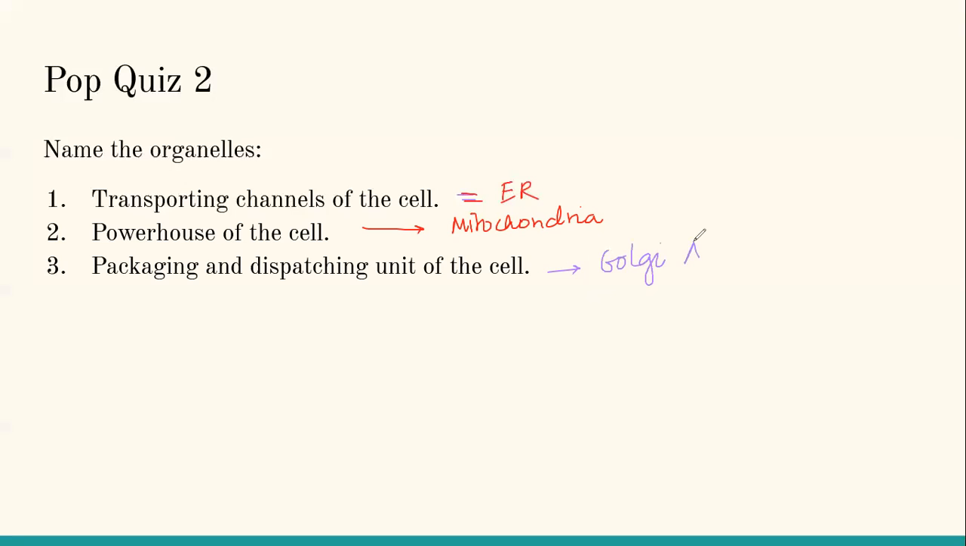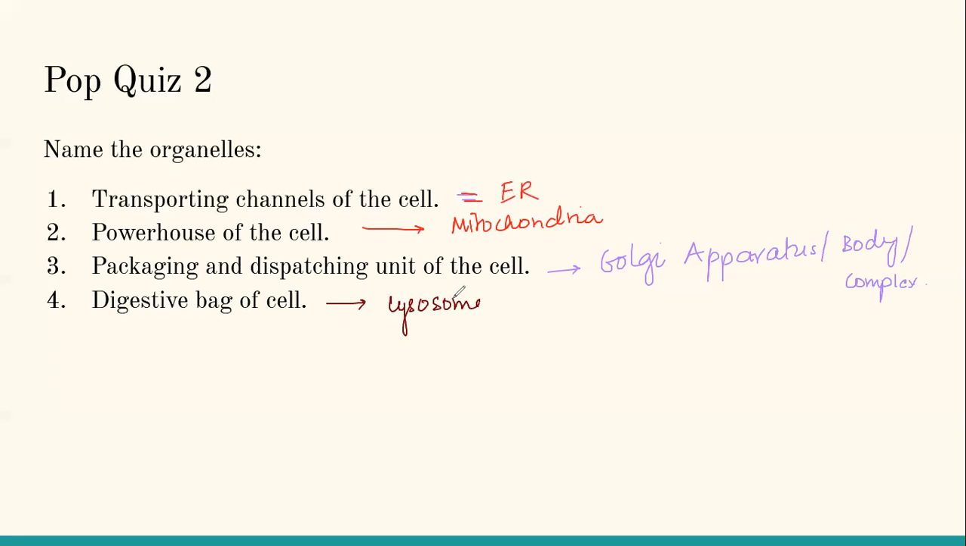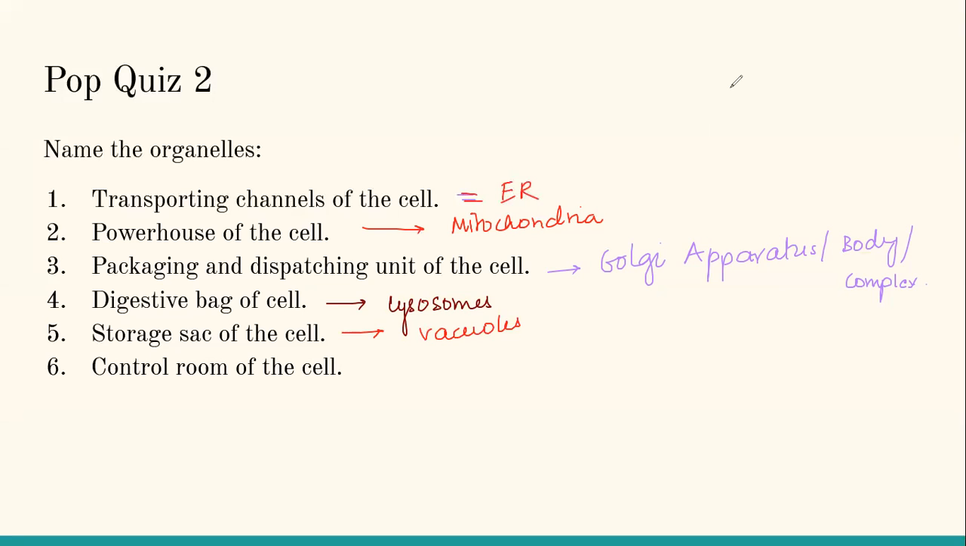Okay. Golgi apparatus or Golgi body? Apparatus. Anything or complex also. Next, you have the digestive bag of the cell. Lysosomes. Correct. Storage sac. Vacuoles. Excellent. Control room of the cell. Nucleus. Very good.